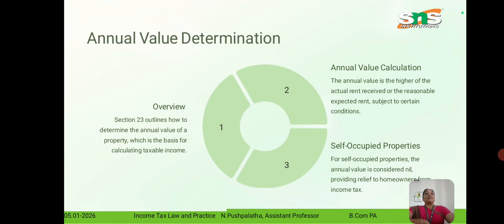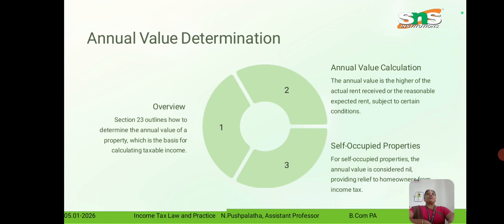Section 23 outlines how to determine the annual value of the property, which is the basis for calculating the taxable income. How to calculate the tax deductions: first, the standard deduction is 30% of net annual value. Then interest on loan, the actual amount paid, to arrive at the taxable amount.